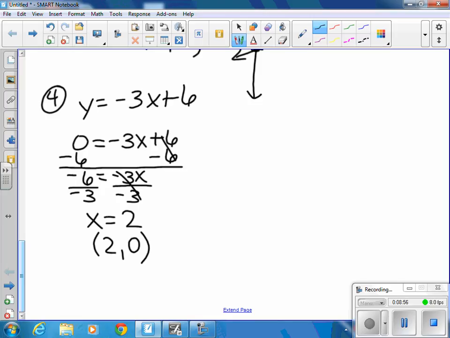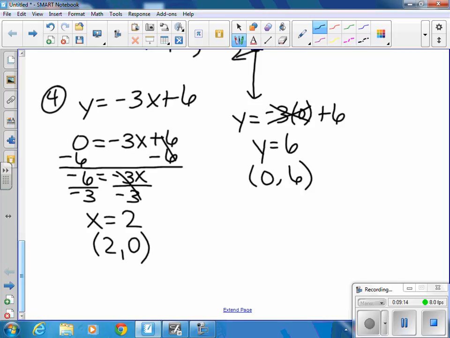Right? To go find the y-intercept, you're going to have y equals negative 3 times 0 plus 6. Okay, nice thing about this one is the negative 3 times 0 goes away, and there's no work to do. Your answer is immediately present in front of you, y equals 6. So the ordered pair for this one would be 0, 6.